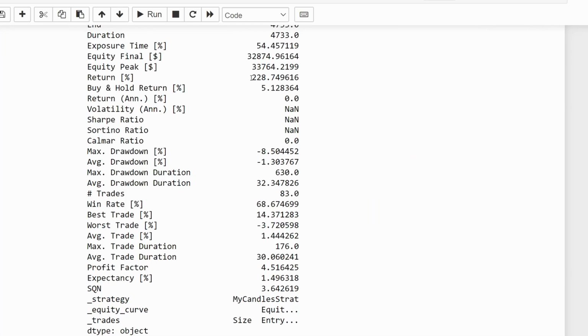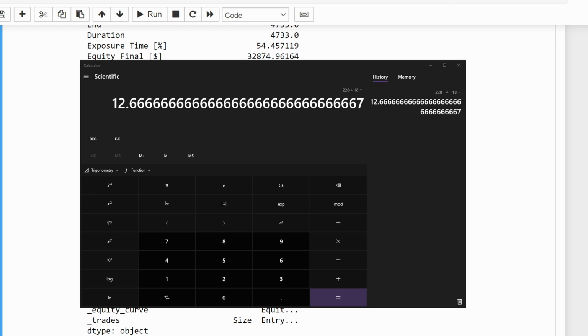So how much is this per year? It's 228 divided by 18. And this is around 12% per year of profit.